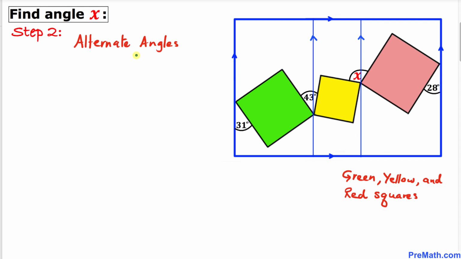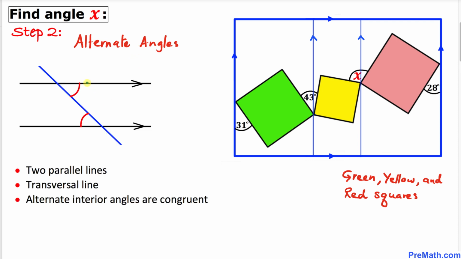Let's recall alternate angles. And here are our alternate interior angles. This angle is congruent to this angle. And here we got these two parallel lines cut by this transversal line. And if we draw another line that is parallel to this transversal line, then this angle is going to be congruent to this angle, and we are going to use this property in solving this given problem.